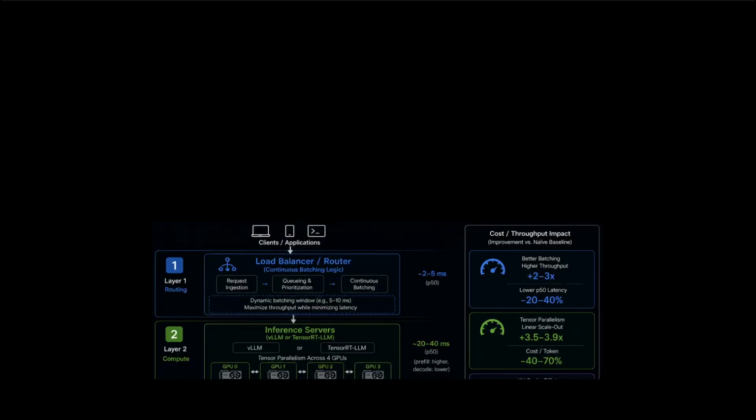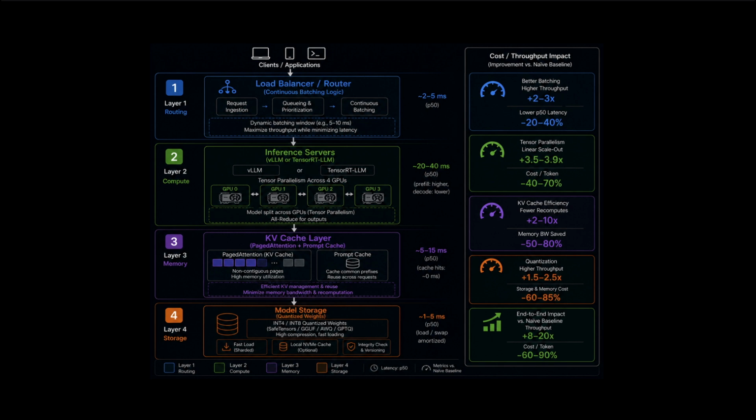Now let's zoom out and look at how all of these pieces fit together in a real system. At the top, you've got a load balancer that also does continuous batching. That is, it decides how to group incoming requests to maximize GPU utilization. Below that, you have your inference servers, usually something like vLLM or NVIDIA's TensorRT-LLM, running your quantized models across multiple GPUs with tensor parallelism. The KV cache layer handles both paged attention for memory efficiency and prompt caching for repeated prefixes. At the bottom, your model weights are stored in quantized format, like int4 or int8, to minimize memory footprint. So none of these optimizations is optional at scale. You need all of them working together. Companies like Together AI, Fireworks AI, and Anyscale have built entire businesses on getting the stack right.